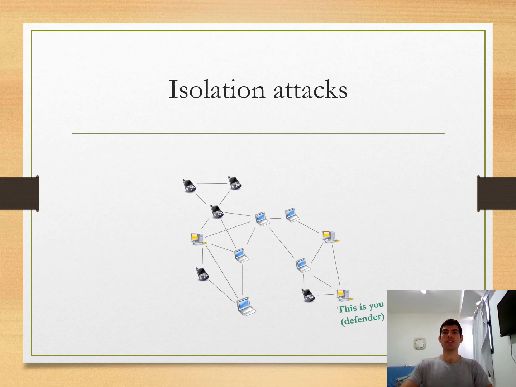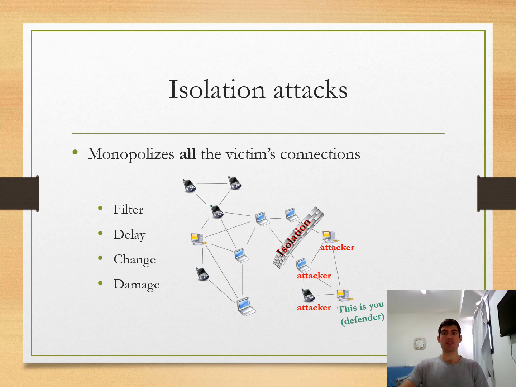The isolation attack is a concept that was discussed broadly in the literature, in which a peer, or a group of peers, connect only to peers that are controlled by a single attacker. In this case, the attacker can distort the peer's view of the network. So, if the defender is the peer on the bottom right, and he is connecting to only attacker peers, then he is isolated from the network. Specifically, the attacker can filter, delay, change, and damage the messages between the isolated groups and the rest of the network.